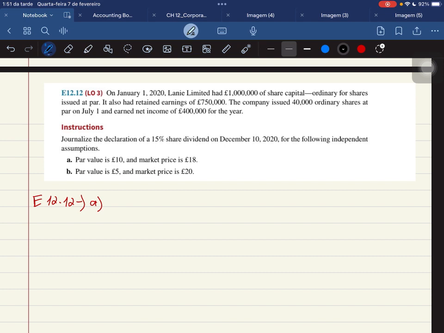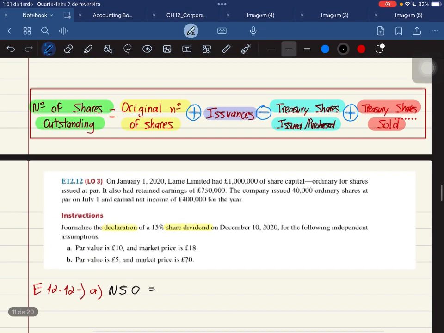A. Par value is £10 and market price is £18. Okay, so here the key words are, if you see declaration of share dividends, that means the first thing that you need to calculate is the number of shares outstanding. I'm writing it here as NSO, but please write the full name. The formula for that I've showed you before, but I have it here again.